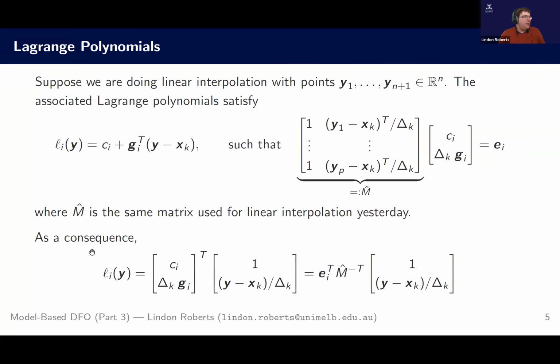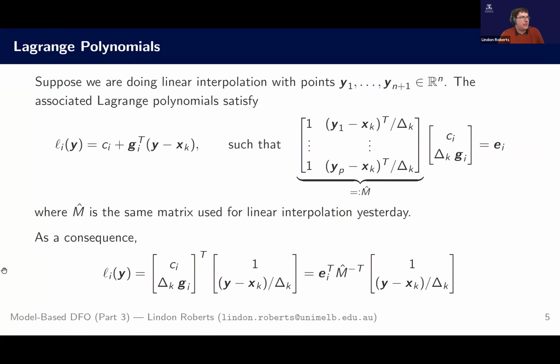What this means is if we go to evaluate Li at a particular point, we can write this as the coefficients Ci and Gi, up to a scaling, in a product with this vector that is essentially a basis for linear functions. So we've got a 1 and a y, essentially a scaled version of y. Now, we know C and delta G come from solving this linear system. In fact, this is essentially M inverse ei, with a transpose. So we've got ei transpose, M inverse transpose applied to this particular function. But what this means is that the ith Lagrange polynomial is ei in a product with something. So it's the ith component of a particular vector.